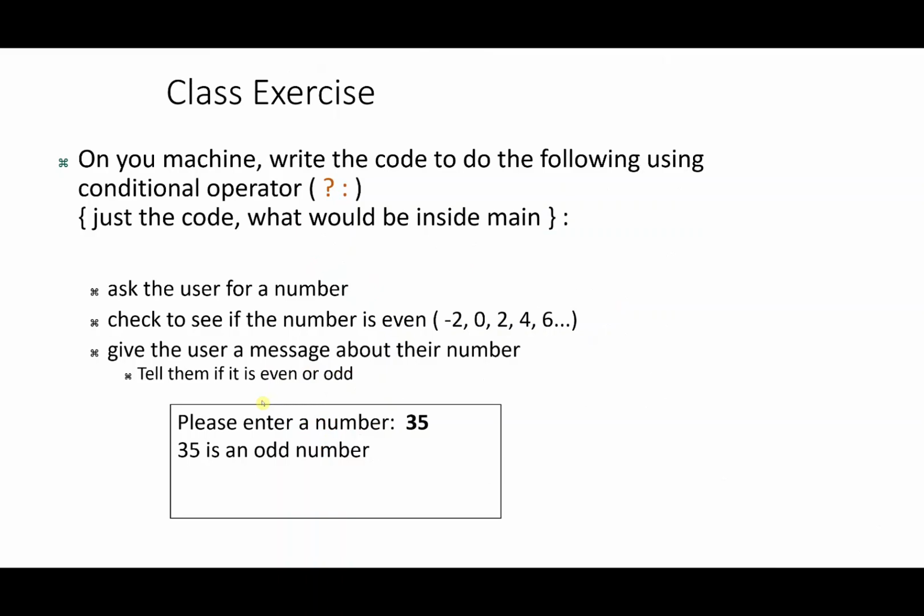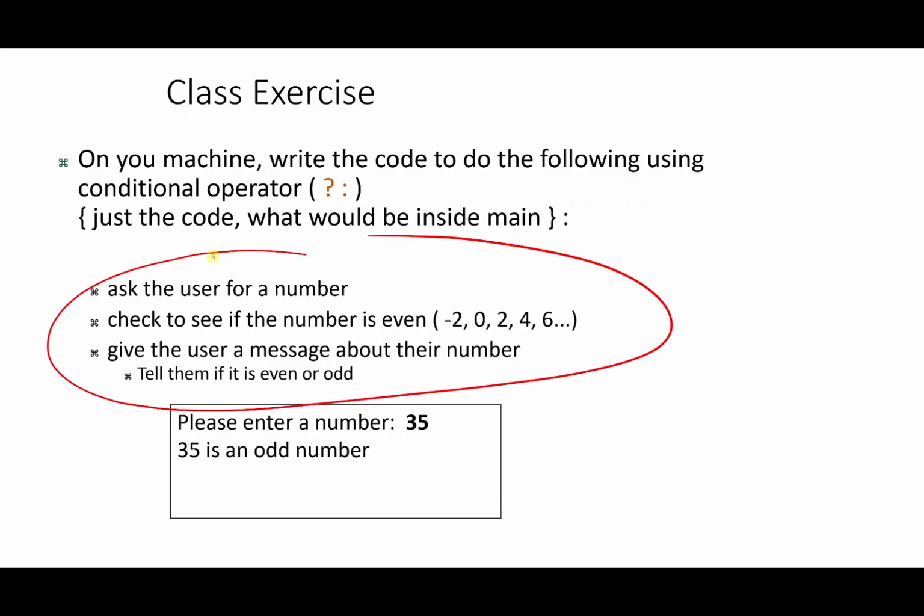Okay, so class exercise. On your machine, write the code that does the following: asking the user for a number, checking if it's even or odd, and showing the result. Exactly what we have done before, but right now you're going to do that with the conditional operator. Now pause the video, do it, and come back.